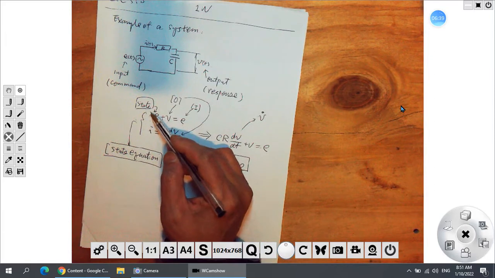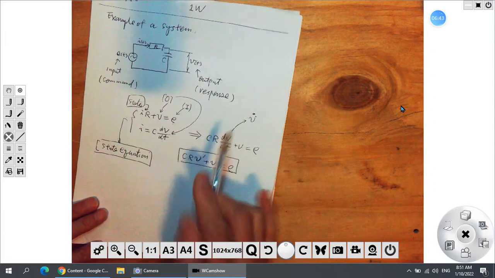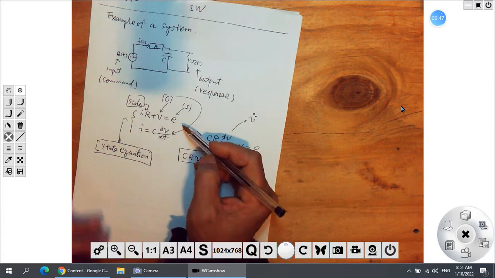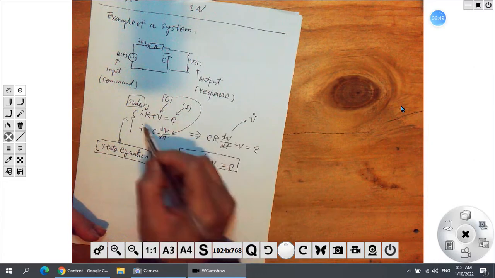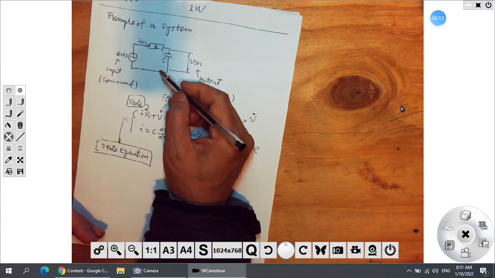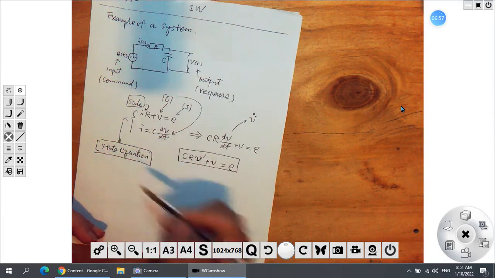We call them state variables. So these are the state equations. We need two equations to describe this system. For this example, maybe you have a more complex system. You have dozens of equations to describe that system. That kind of thing is a state equation.